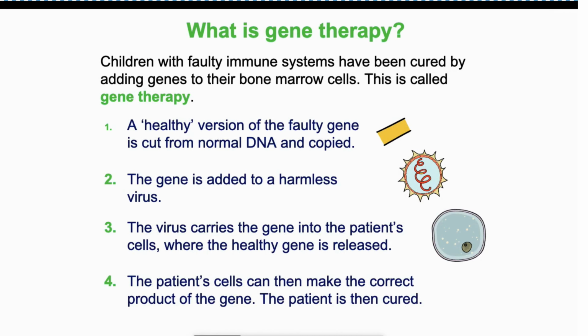What is gene therapy? Children with faulty immune systems have been cured by adding genes to their bone marrow cells. This is called gene therapy. A healthy version of the faulty gene is cut from the normal DNA and copied. The gene is added to a harmless virus. The virus carries the gene into the patient's cells where the healthy gene is released. The patient's cells can then make the correct product of the gene. The patient is then cured.